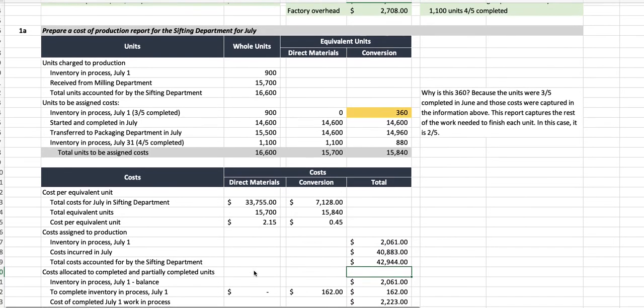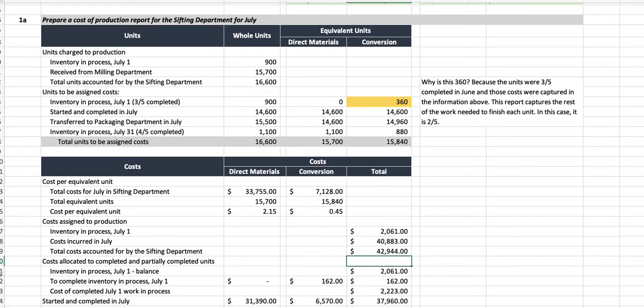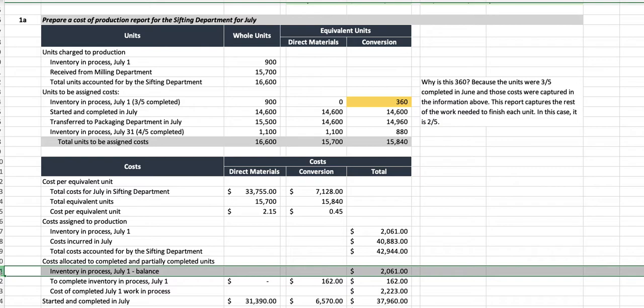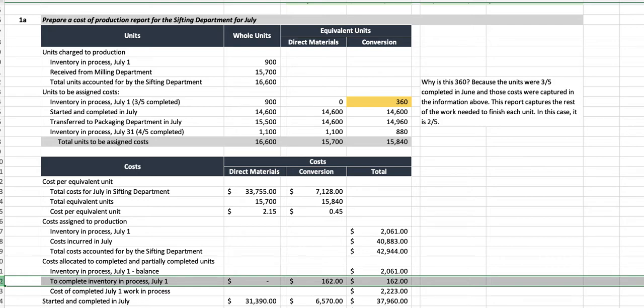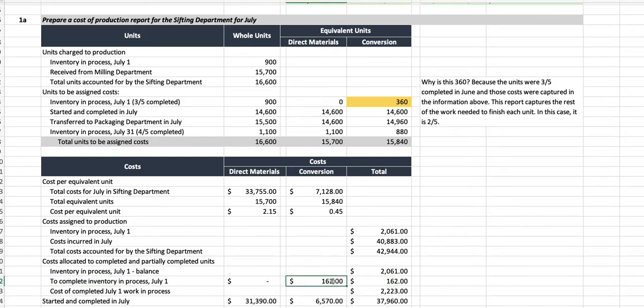All right, sliding down just a little bit further, we have our inventory in process on July 1st. This is our balance, and we know where that came from. We've seen it quite a few times. But now we need to calculate the cost to complete that inventory that was in process, because remember, it was only 3/5 completed. So how do we do that? We take the cost per equivalent unit for conversion and we multiply it by those equivalent units of 360. That gives me 162.